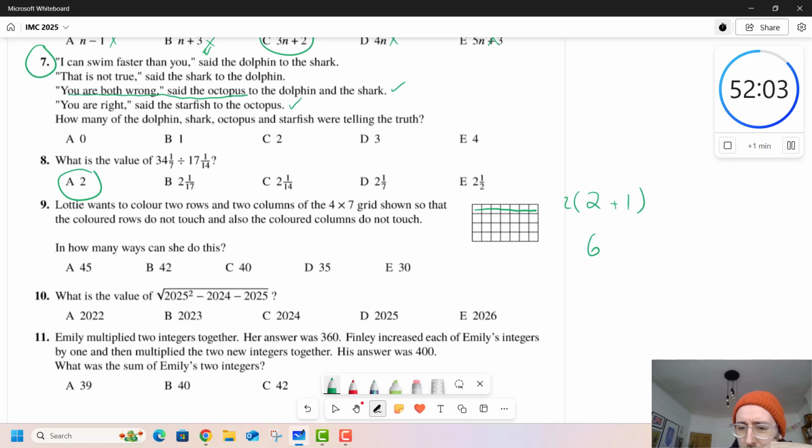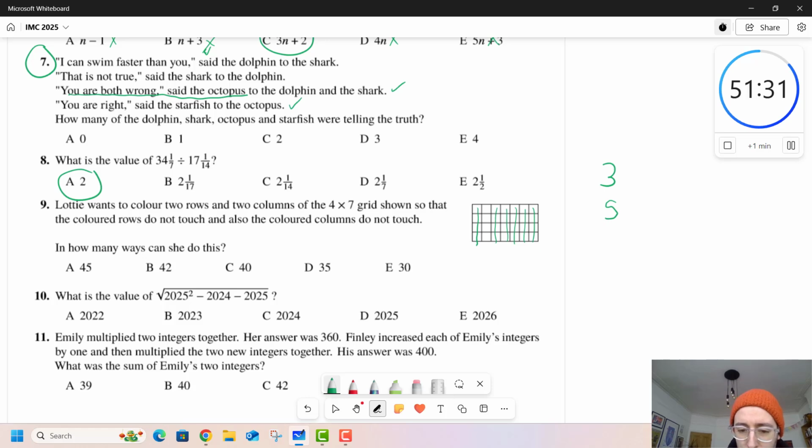Oh no, wait. I'm being so silly, because it's either there, or there, or there. 3 options. I need to find a better way of doing these faster, as opposed to just trial and erroring them. 3, and then also the coloured columns don't touch, so that's here. And then I've got 1, 2, 3, 4, 5.